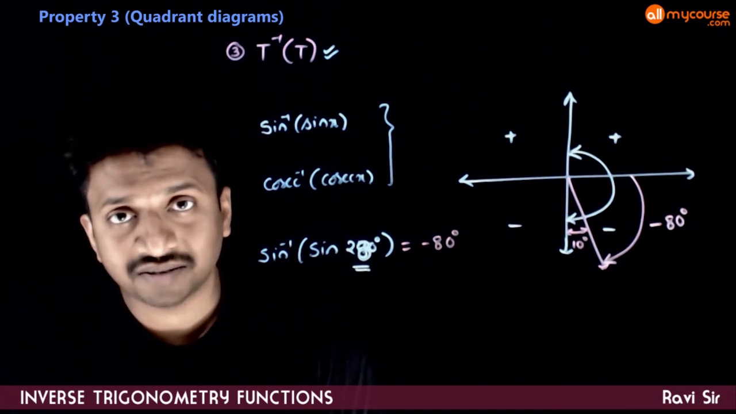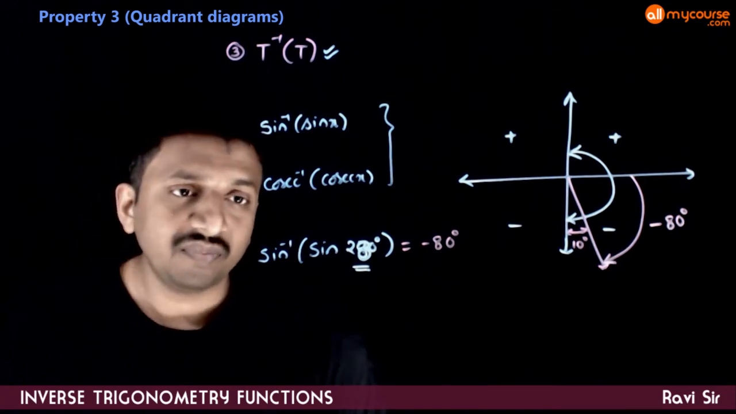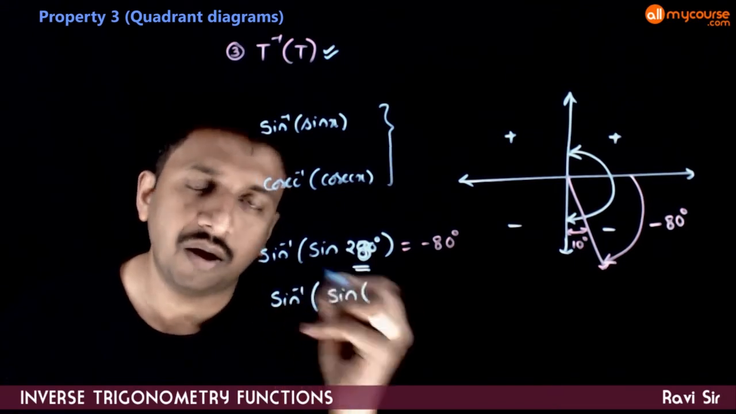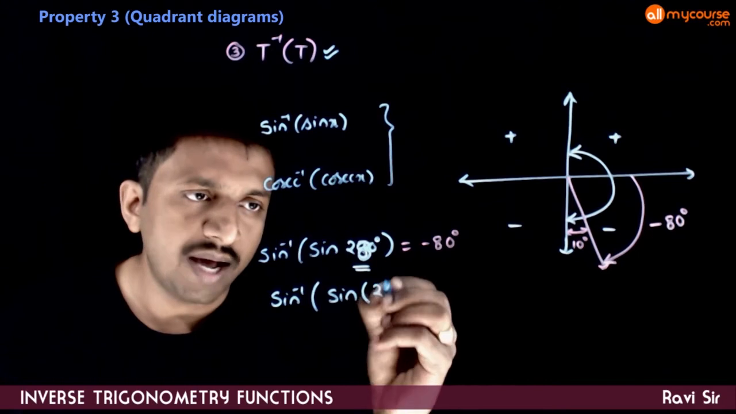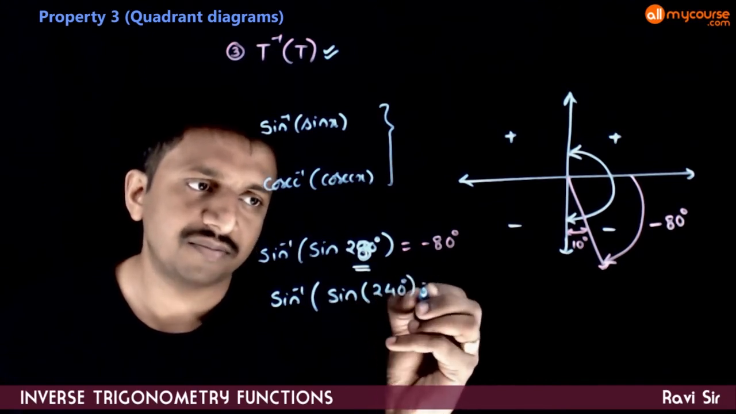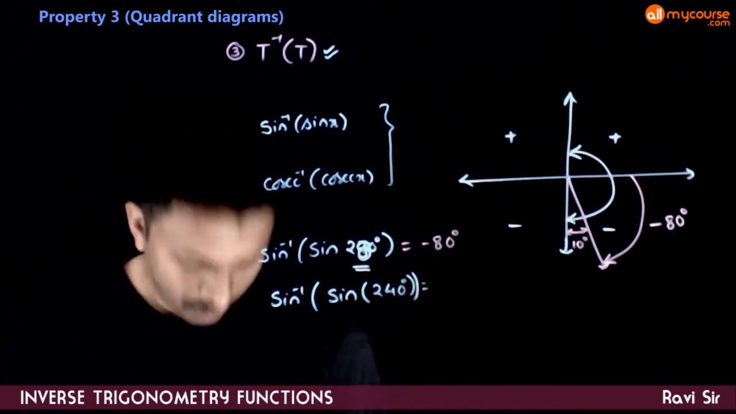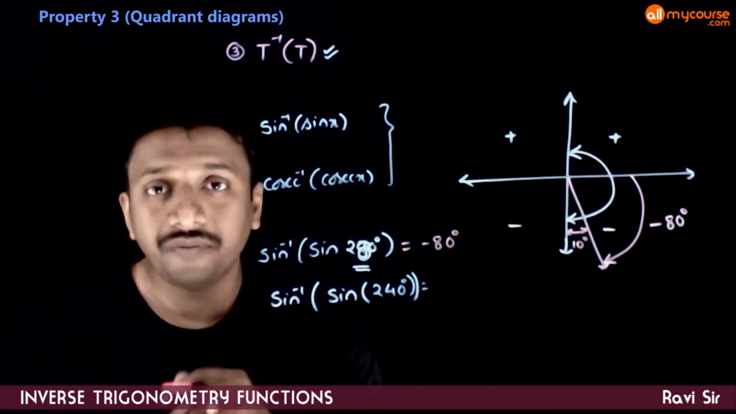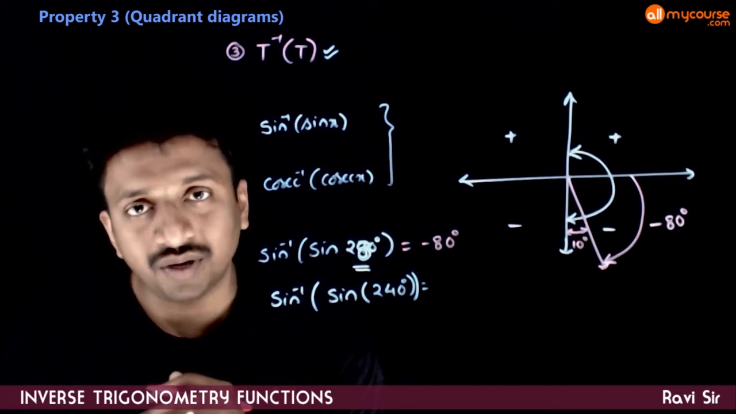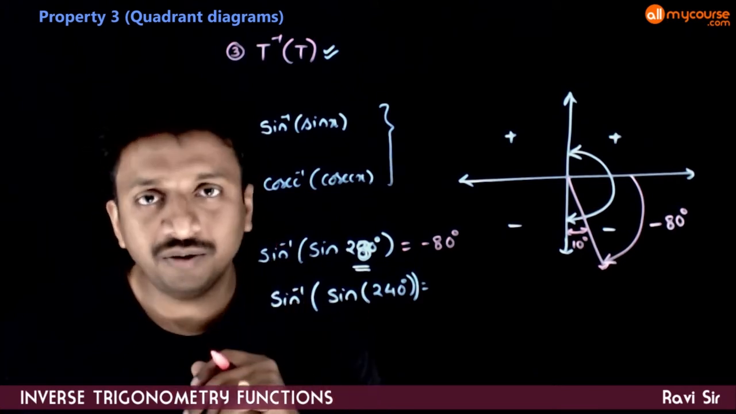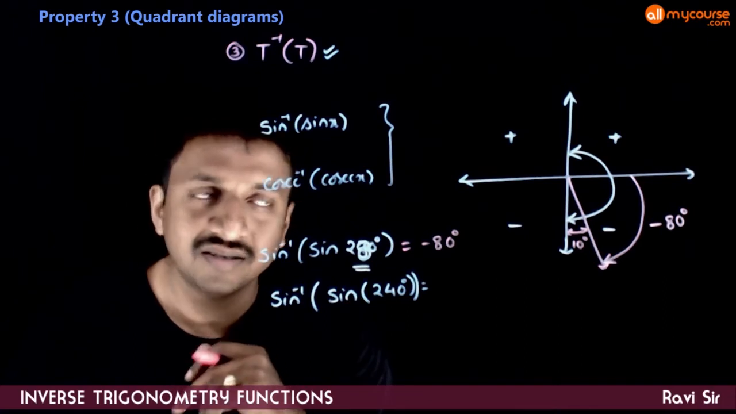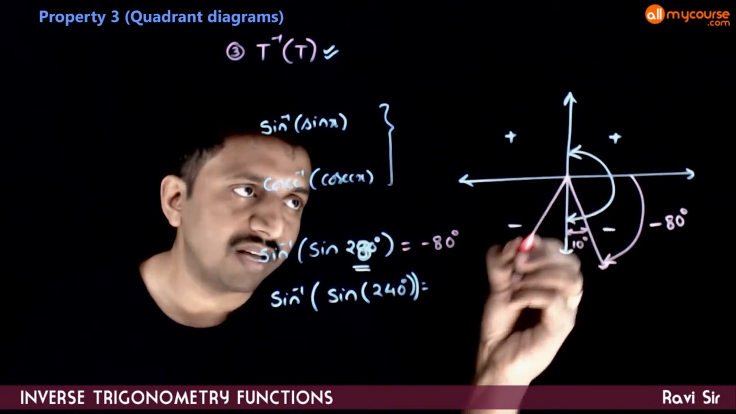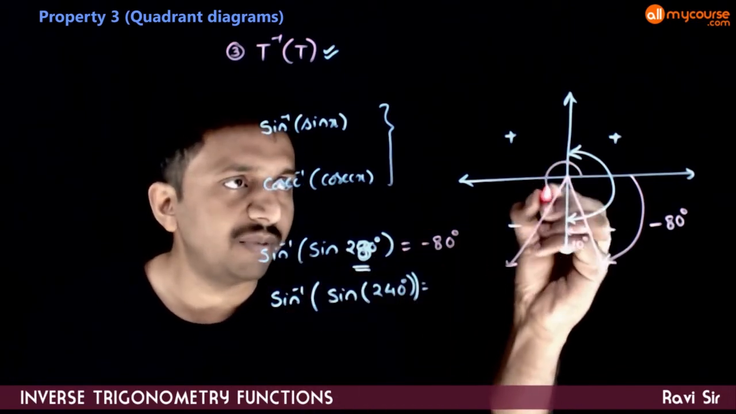Next, if you have sine inverse of sine of 240 degrees. So again, 240 degrees also does not lie in the range of sine inverse. So what you first do is draw the ray corresponding to the angle 240 degrees. So 90, 180. So 240 lies somewhere here. Let this angle be 240 degrees.